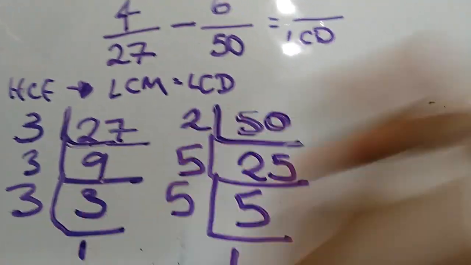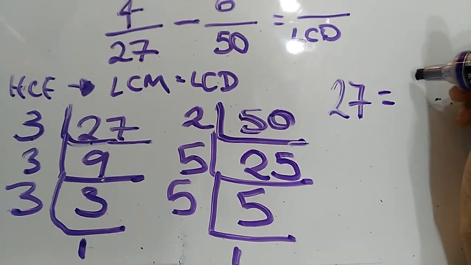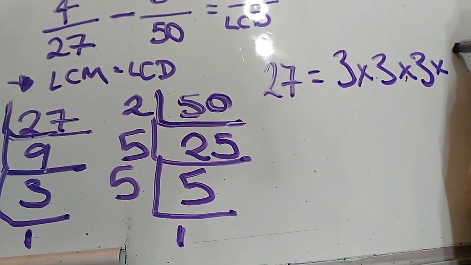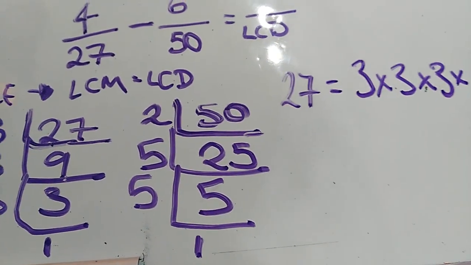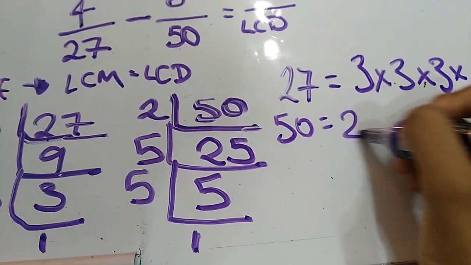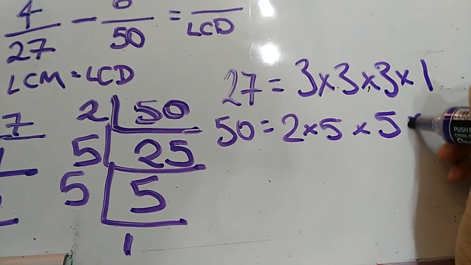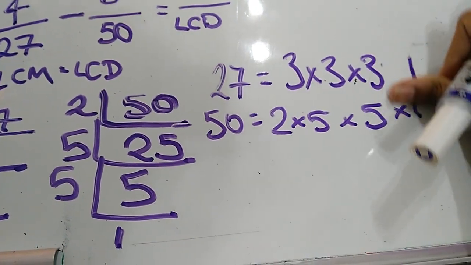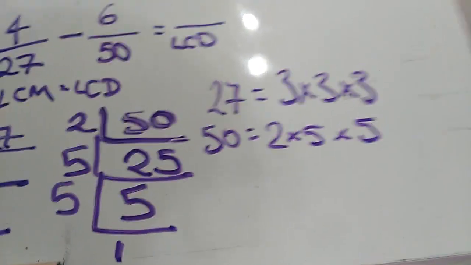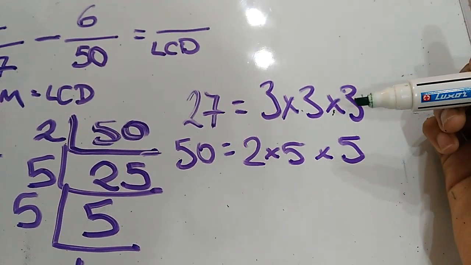So now let me express them as a product of their factors. 27 is equal to 3 times 3 times 3. And let's just add the 1 there for good measure. 50 is equal to 2 times 5 times 5 times 1. But remember, you don't really have to write the 1s here. Now, let's look for pairs of numbers. Are there any pairs of numbers?